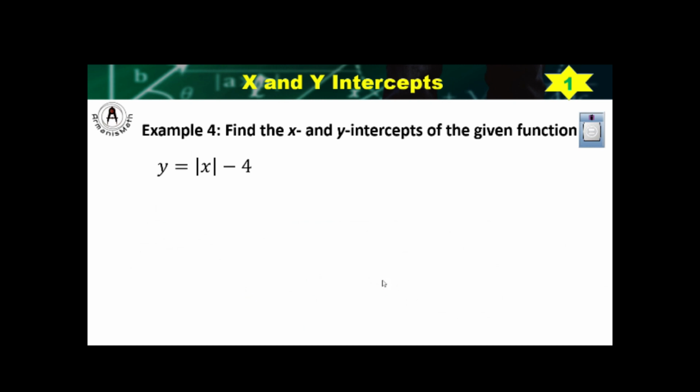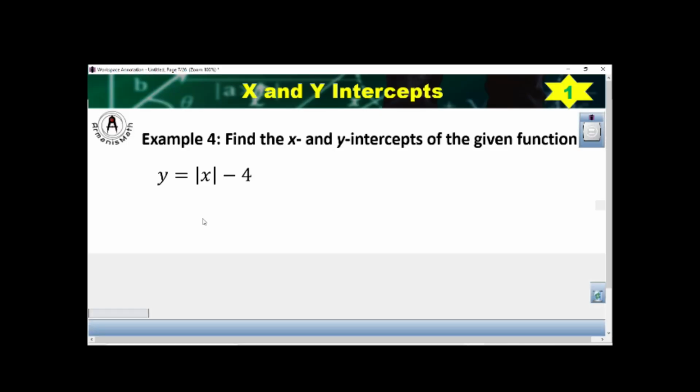Okay, how about this one? Try this one on your own. I'll give you a few seconds. Please get started, and you should know at least that we're looking at the absolute value function. Okay, pause the video and do this on your own, and let's get started.